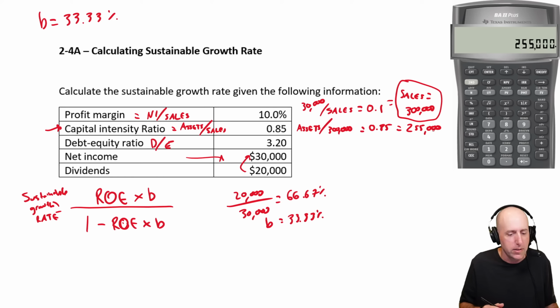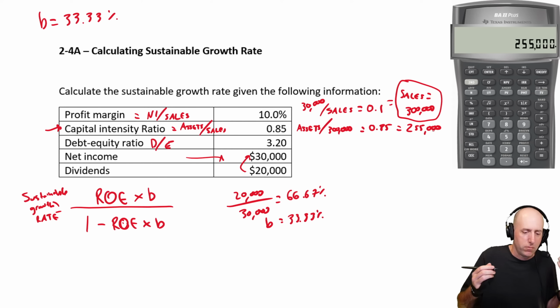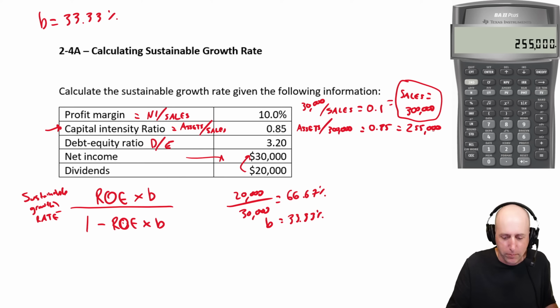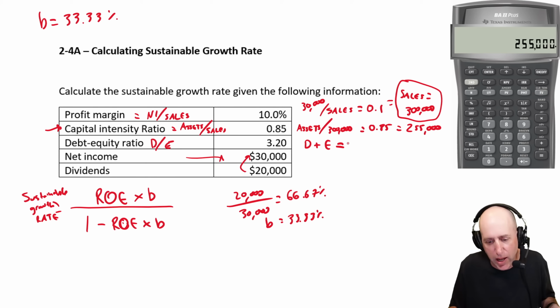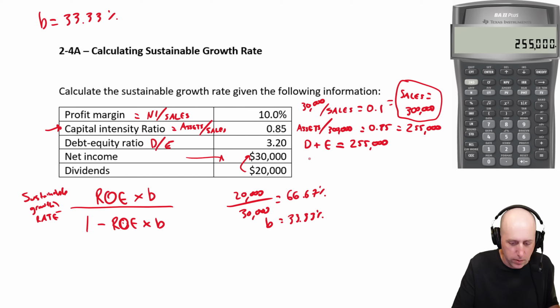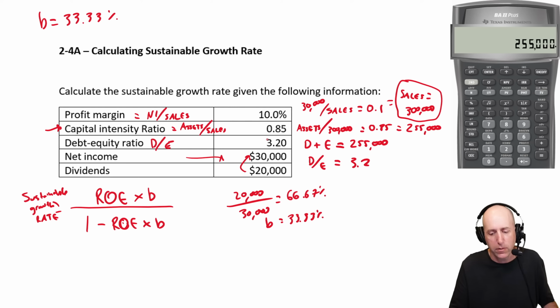Debt to equity ratio is 3.2. So, okay, we know we're trying to get down to equity, right? Because that's what we're looking for. We're looking for ROE, and we need the E to get to ROE. So we got to solve here for equity. Now we know debt plus equity equals the total assets. Assets equals liabilities or debt plus equity. So we know debt plus equity equals 255 because we just solved for assets. We also know debt divided by equity equals 3.2. Debt to equity ratio equals 3.2.